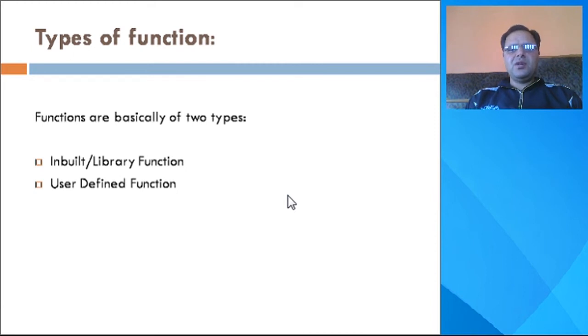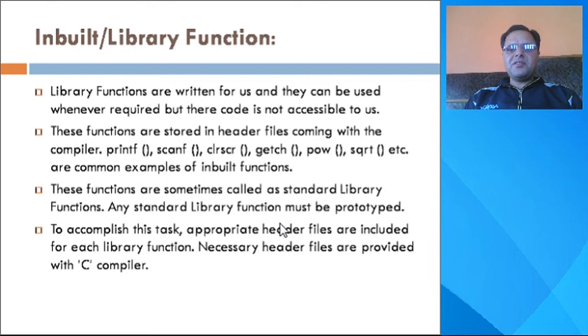For example, we have used these functions earlier: printf, scanf, main, getch, clrscr. These are library functions. And user defined functions are those functions which are created by users as per our requirement. Library functions are written for us and they can be used whenever required, but their code is not accessible to us.